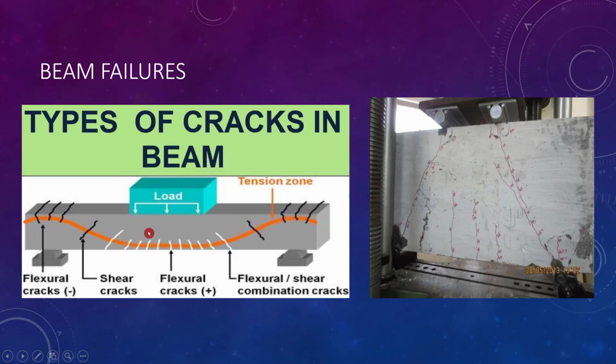for a normal beam, say it's fixed at both the supports, when it is loaded, it will have a normal bending where the bottom portion will be sagging, and over the supports it will be hogging.